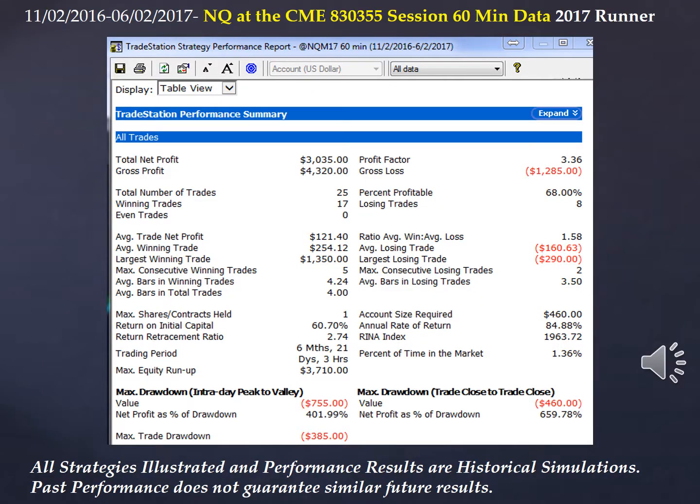Now here's the mini NASDAQ. This is 68% correct, 25 trades in the period. In the market 1.36% of the time, 6.59 drawdown ratio, less than $500 drawdown in the period. You've got an annual rate of return about 84%, a 4-digit RENA. Your profit factor is 3.36. You make $1.58 for every dollar you lose, and you're right 68% of the time. Decent, nothing really great, but pretty decent.